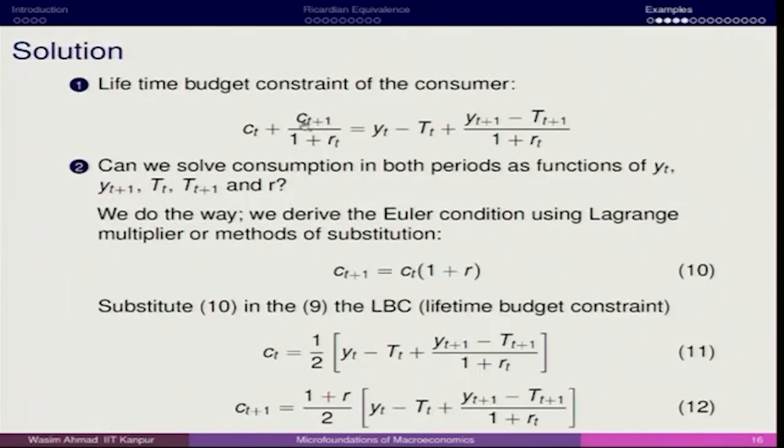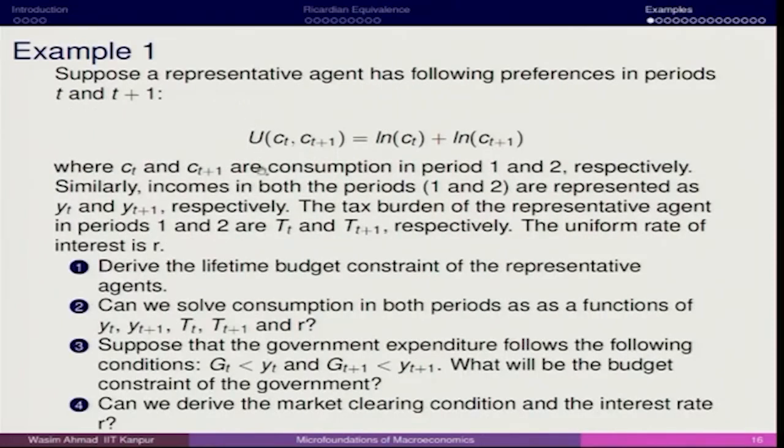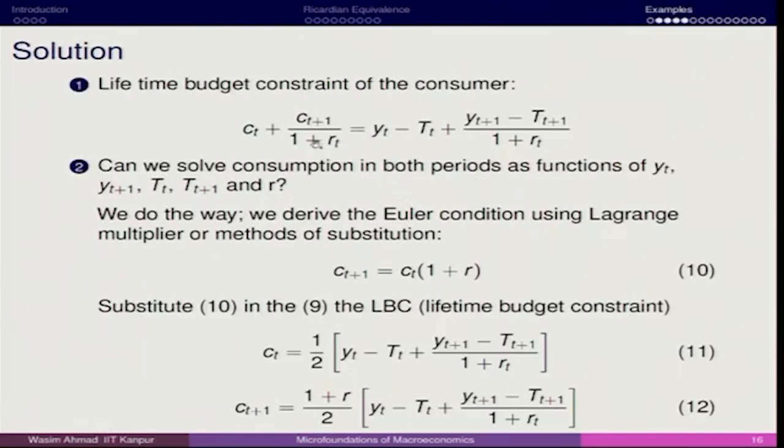So, if you just refer to the consumption, then it is easier: the budget constraint of the representative consumer will be the same as the two period one we have done earlier. So, it will be c_t plus c_t+1 upon 1 plus r equals y_t minus T_t plus y_t+1 minus T_t+1 upon 1 plus r, and then we can solve for consumption in both periods as functions of y_t, y_t+1, T_t, T_t+1 and r, and this we will continue in the next session.